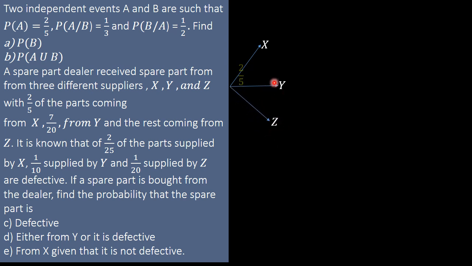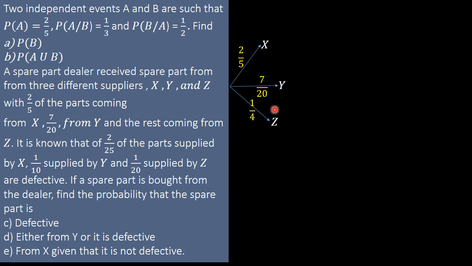Great. So friends, from the question we know that 2/5 of the parts were coming from X. That's why the probability of a part coming from X is 2/5. Likewise, the question told us that the probability of a part coming from Y was 7/20. So we have it here, and the question did not give us that for Z, but we can get that for Z by simply taking 1 minus the sum of these two probabilities, and if we do that, we are going to have 1/4.